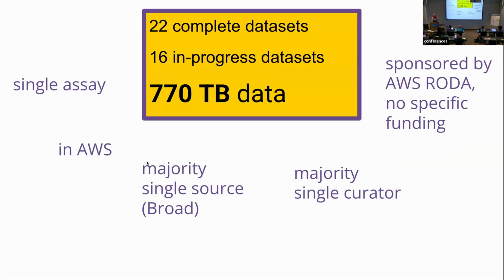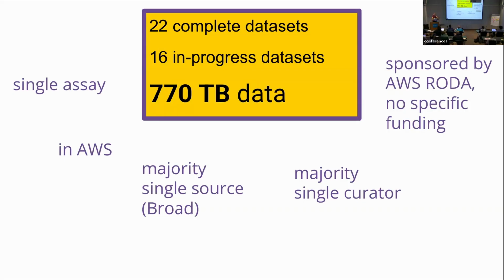It has 22 complete cell painting data sets. This includes raw images, generated intermediates, and all of the analysis files, all the way through profiles, which are vectors describing perturbations. So that's the complete data package end to end. We right now have 16 in-progress data sets, so lots of active work generating new data. It's currently 770 terabytes of data.